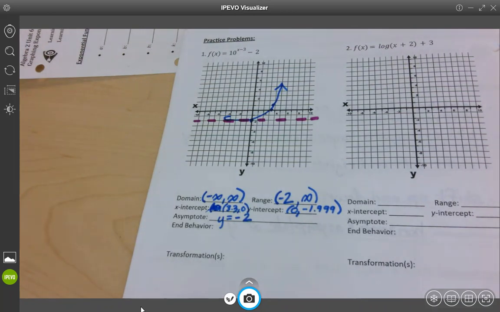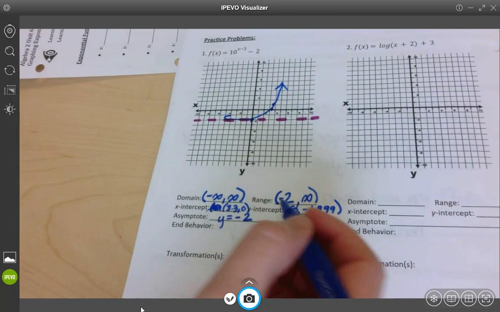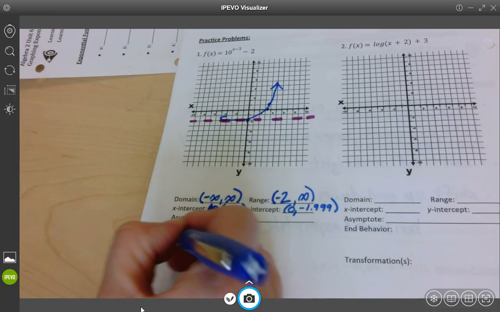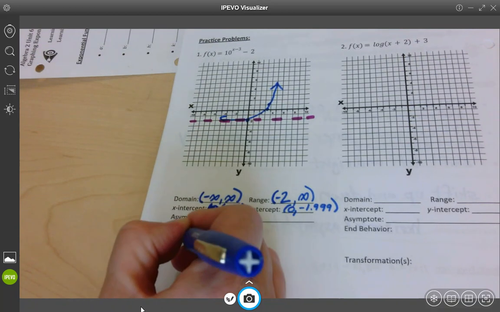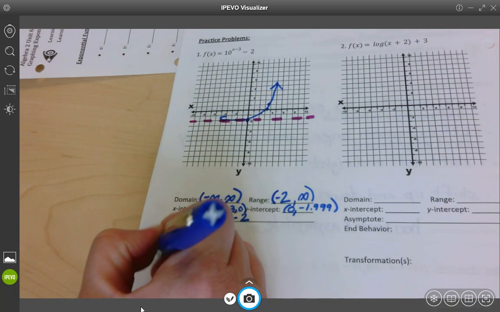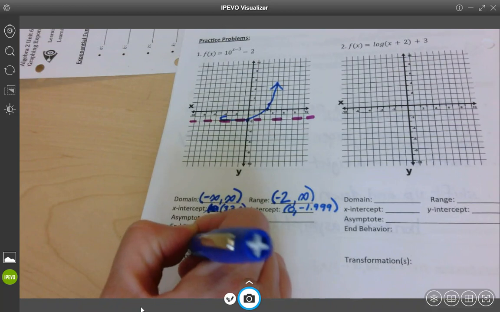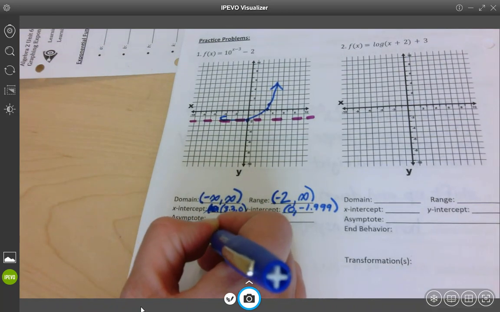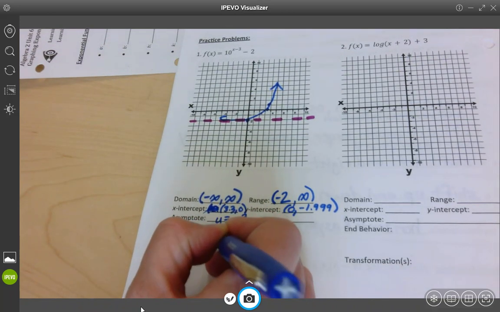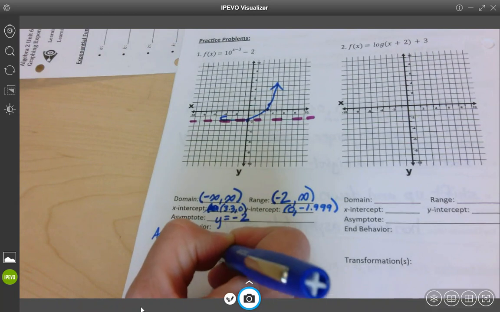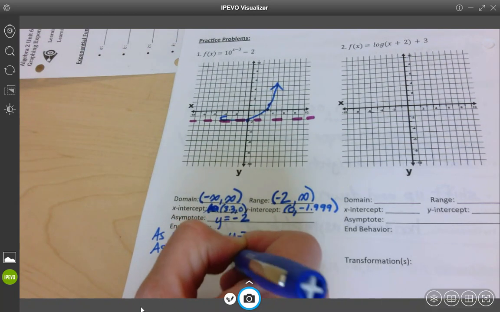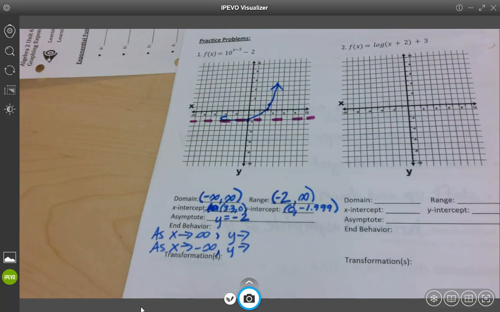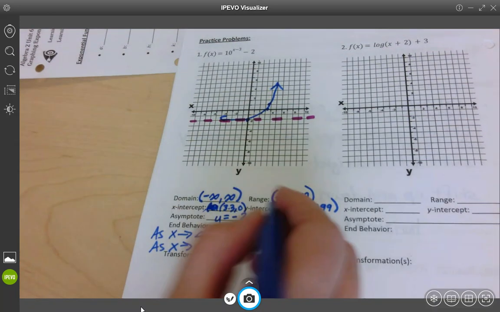End behavior. So this time we don't have an endpoint, so we are going to start with as x goes to, as x goes to. They both start with that. I can do positive infinity and I can do negative infinity. Okay. So on the right side, as x goes to positive infinity, the y is going to what? Infinity, good.